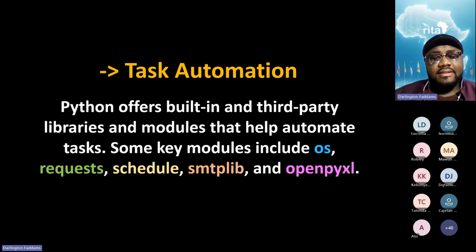your important tasks. All right, so we have to understand that Python offers built-in and third-party libraries and modules that help automate tasks. So to do automation, we are going to use modules and libraries. Some modules are built in and some are third-party modules and libraries. For example, the requests library, we had to install it. I hope you remember that. We had to install it.